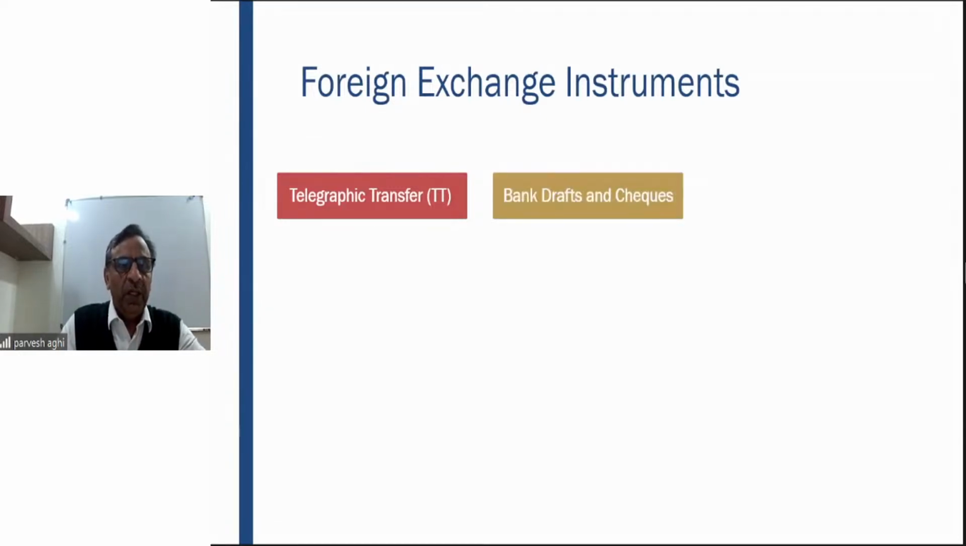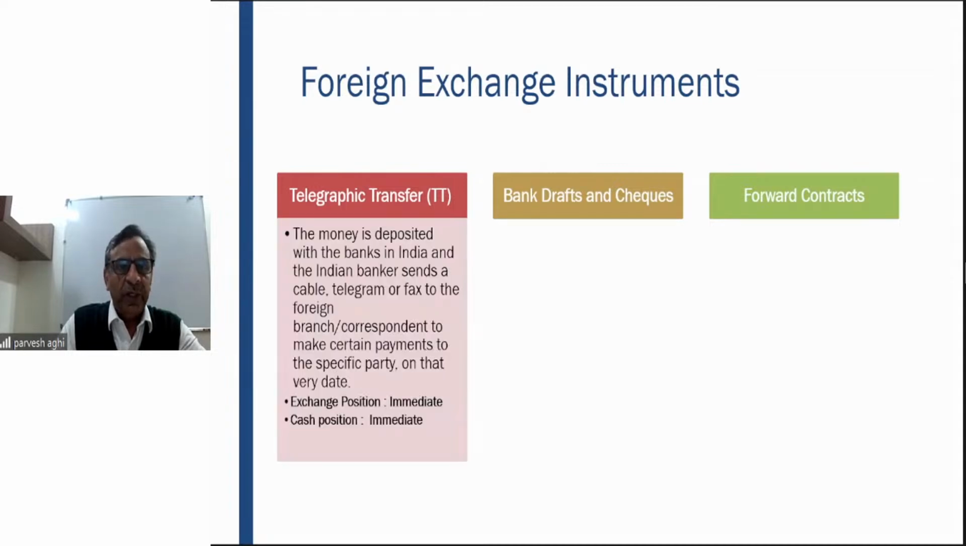So let's understand some foreign exchange instruments. It is very important to understand telegraphic transfers, bank drafts and checks, and forward contracts. First is the telegraphic transfer. The money is deposited in the bank in India, and the Indian banker sends a cable, telegram, or fax to the foreign branch to make certain payments to the specified party on that very date. So exchange position immediate, cash position immediate.